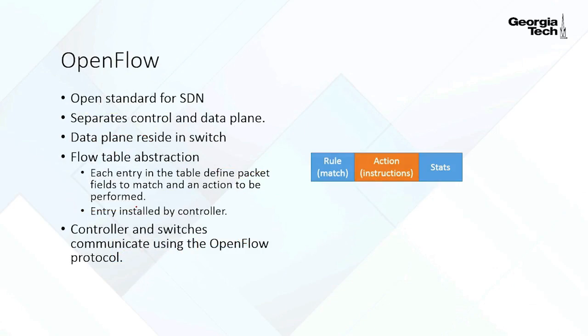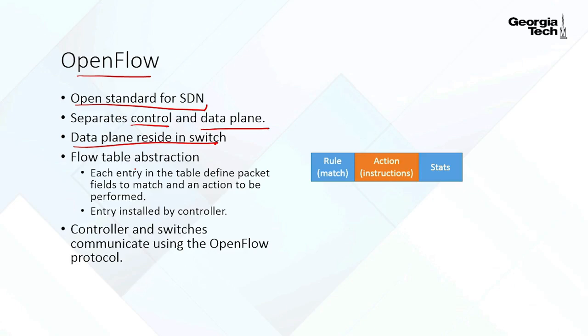As I mentioned before, OpenFlow is an open standard for software-defined networks. As we explained during the class presentations, we're going to be separating the control and the data plane. The data plane resides in the switches, while high-level routing decisions are moved to a separate controller, typically a server, and these decisions are called the control plane.